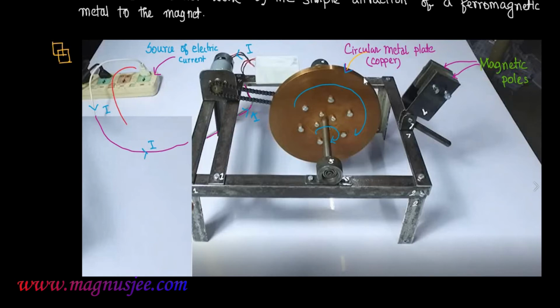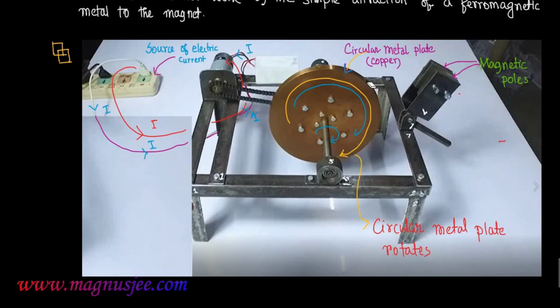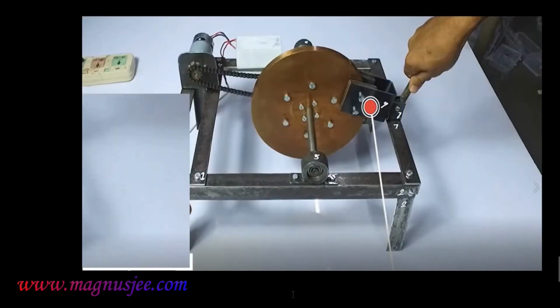The AC source sends an electric current I to the circular metal plate, and in this case the plate rotates about its own axis. Here no magnetic field acts on this circular metal plate.